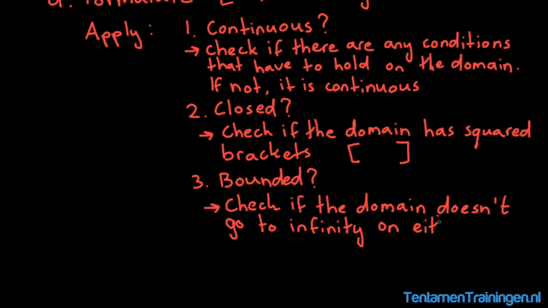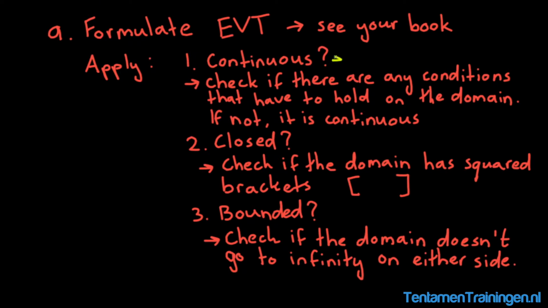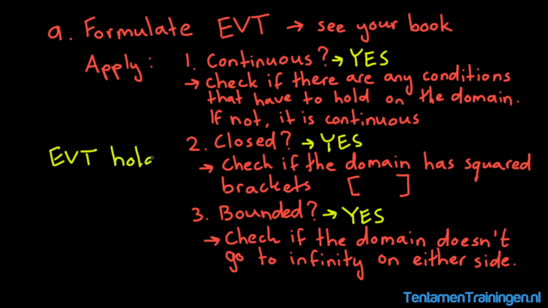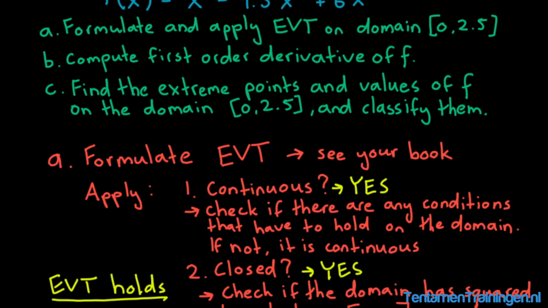So we can now say that we have checked all 3 of these elements, and we can say for each one of them: is it continuous? Yes, there are no conditions that have to hold. Is it closed? Yes, we have squared brackets. Is it bounded? Yes, it does not go to infinity on either side. So we can conclude then that the extreme value theorem holds on this domain. So now we have formulated and applied the extreme value theorem. The formulation you should be able to do yourself.